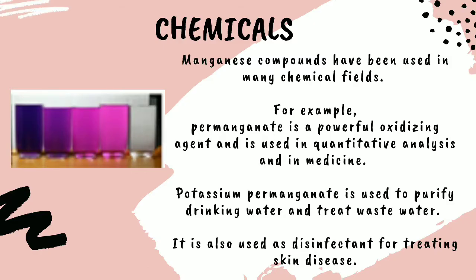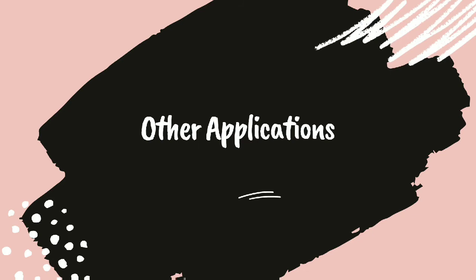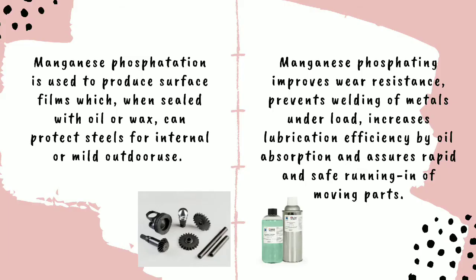Manganese compounds have been used in many chemical fields. For example, permanganate is a powerful oxidizing agent and is used in quantitative analysis and in medicine, while potassium permanganate is used to purify drinking water and treat wastewater. Other applications of manganese. Manganese phosphatation is used to produce surface filaments, and it also improves wear resistance, prevents welding of metal under load, increases lubrication efficiency, and assures rapid and safe running in moving parts.